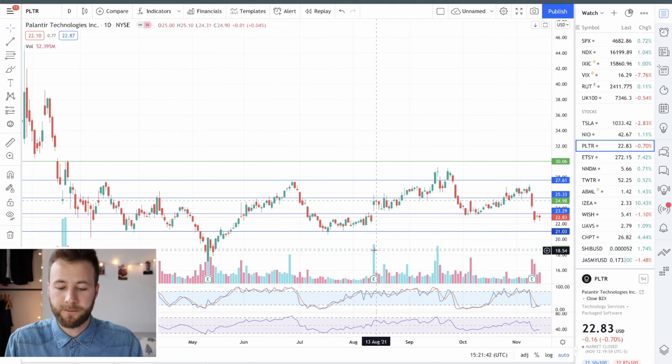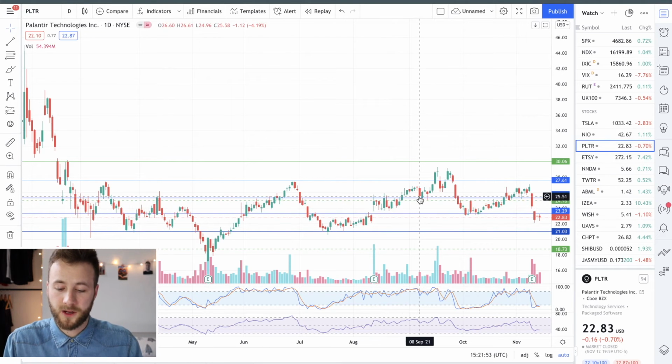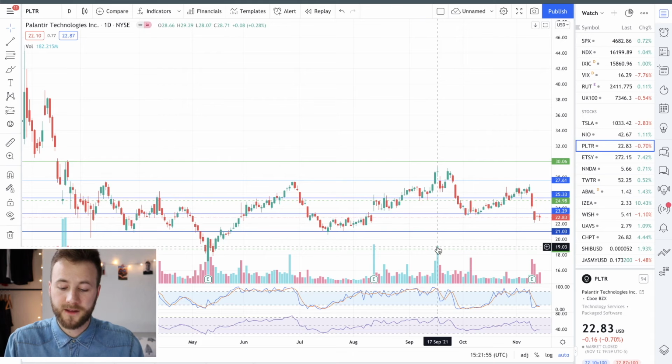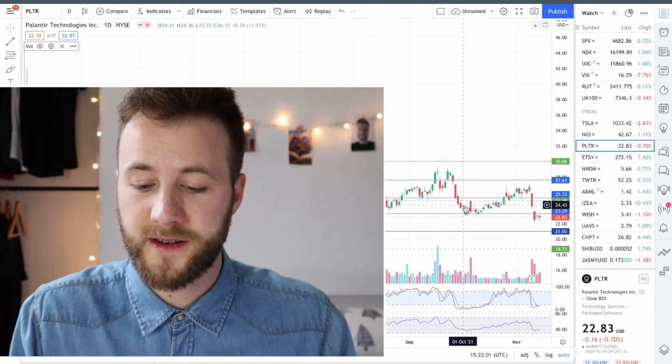Same over here, a big bar of volume came in on the 12th of August, and that could have actually marked a new trend, for example. So that could be something to look out for. But then again, back on the 17th of September, we saw a large bar of volume, and then it kind of went down from there.